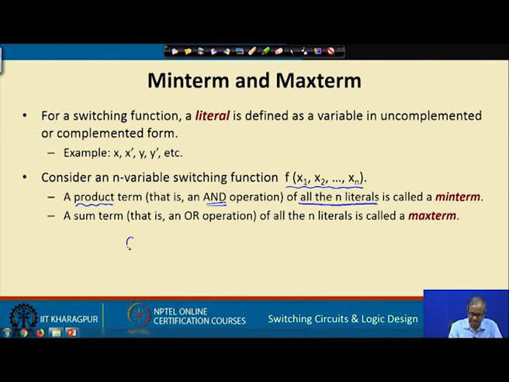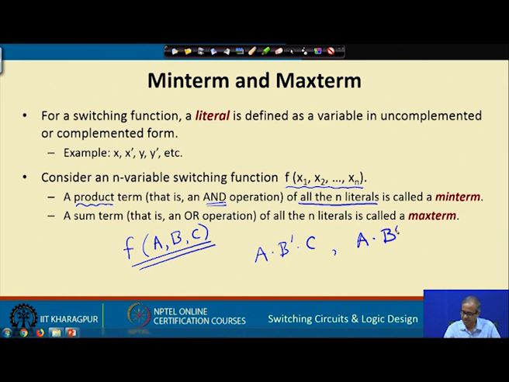Let us consider a function f of 3 variables a, b and c. In this function, some examples of min terms will be a, b bar, c; another example will be a, b bar, c bar; and so on, a, b, c. So, all the variables should appear as literals; these are called min terms. Similarly, max terms refer to the OR operations.